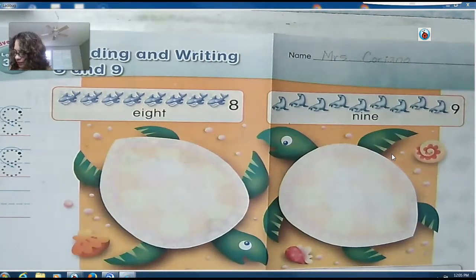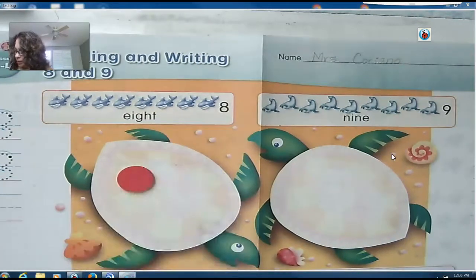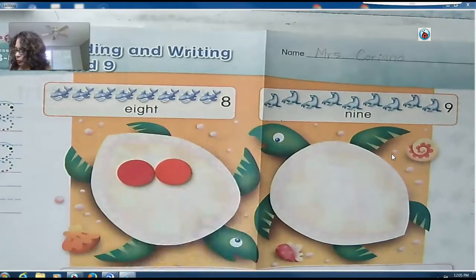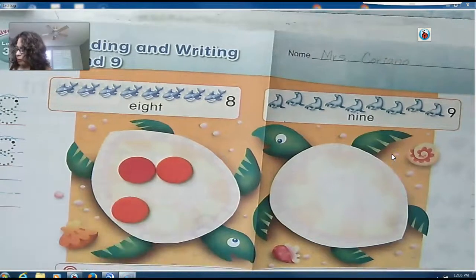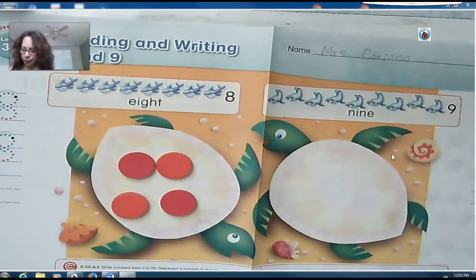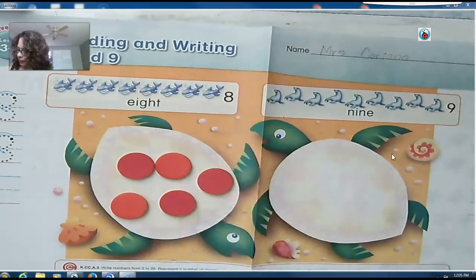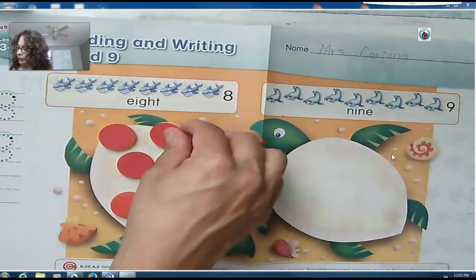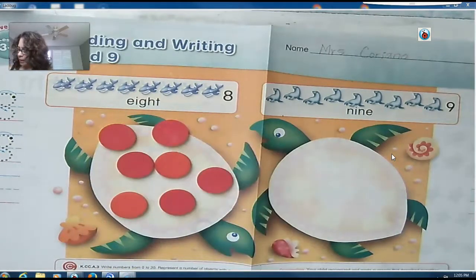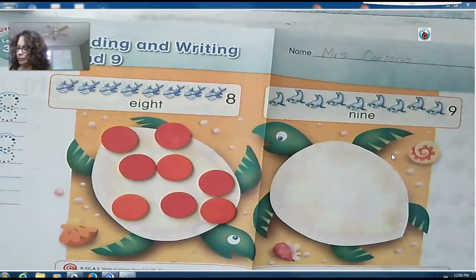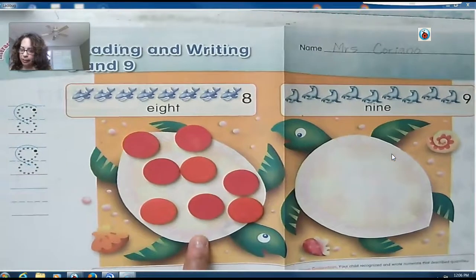So I want you to take out your 8 counters and count them. I'm going to count them with you, okay? 1, 2, 3, 4, 5, 6, 7, and 8. Alright, so that is what 8 counters looks like.